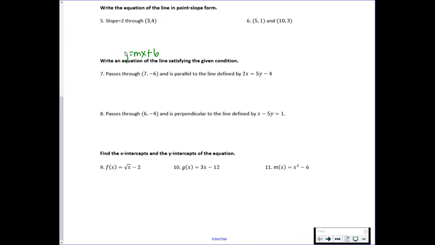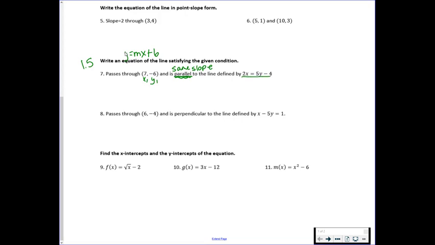Okay, so number 7. Our line passes through the point x1, y1, 7, negative 6, and is parallel to the line defined by 2x minus 5 equals 5y minus 4. Okay, so to know the equation of our line, y equals mx plus b, we've got an ordered pair x and y, which is good, but we don't know our slope. Well, think back to what it meant to be parallel. We talked about this in section 1.5 in this chapter. Parallel meant that our lines must have the same slope. So we need to go find the slope of this line.